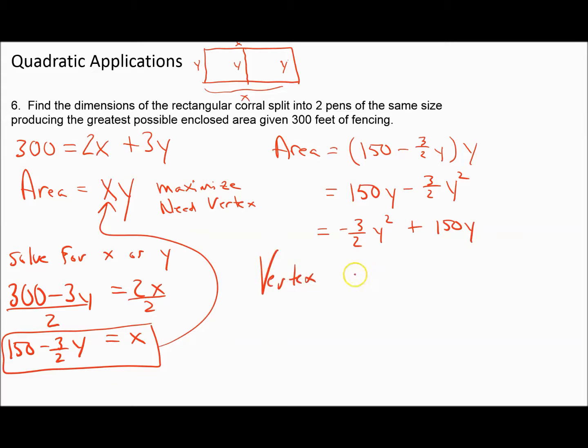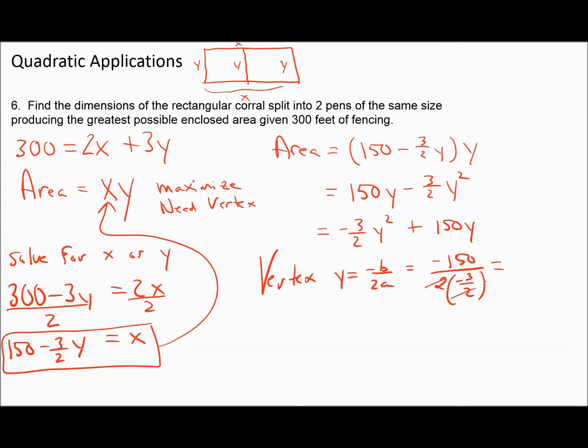Remember, the vertex is equal to, I'd say y equals, because a y is what my function value is, negative b over 2a. So it'd be negative 150, right, over 2. My a is negative 3/2. I simplify this complex fraction. The two negatives cancel. The 2 times the 3/2 also cancels.